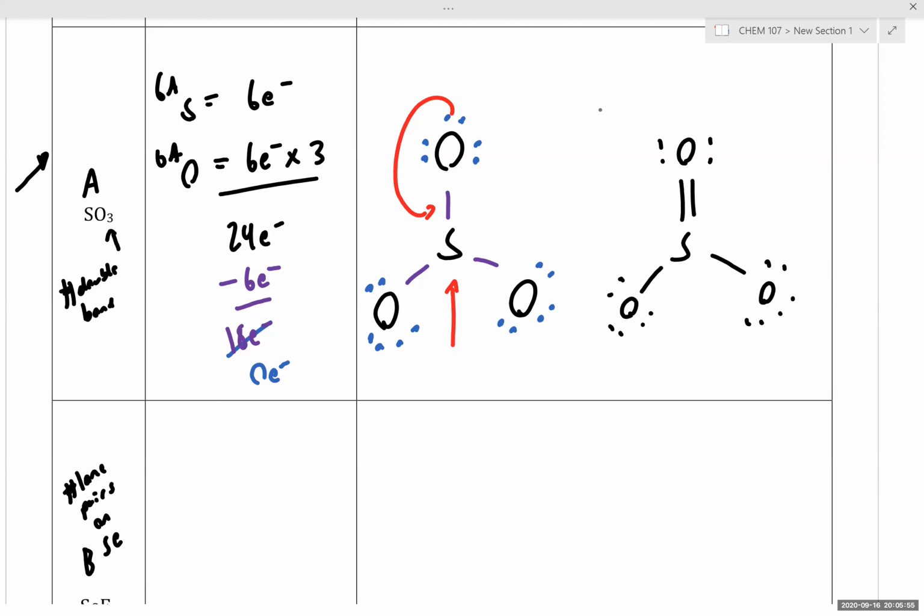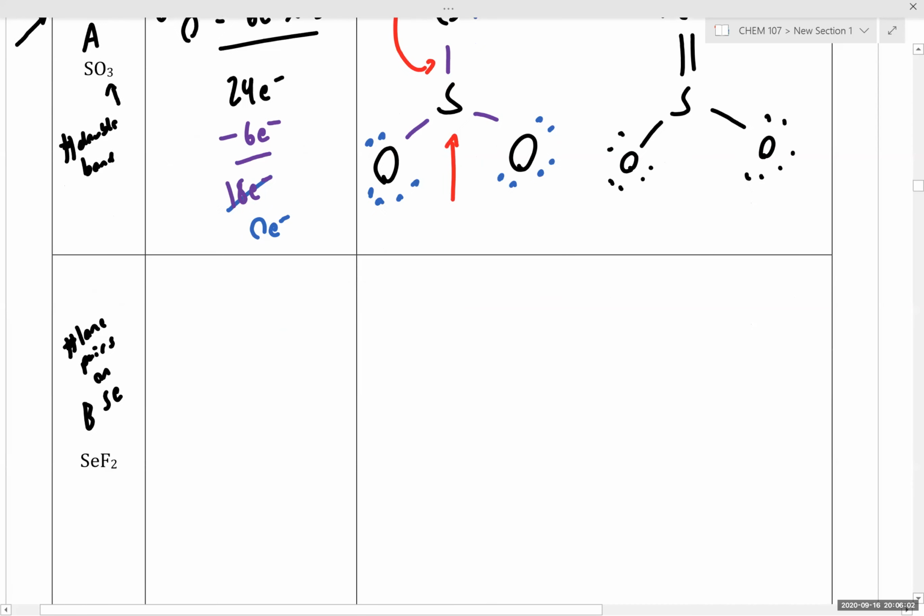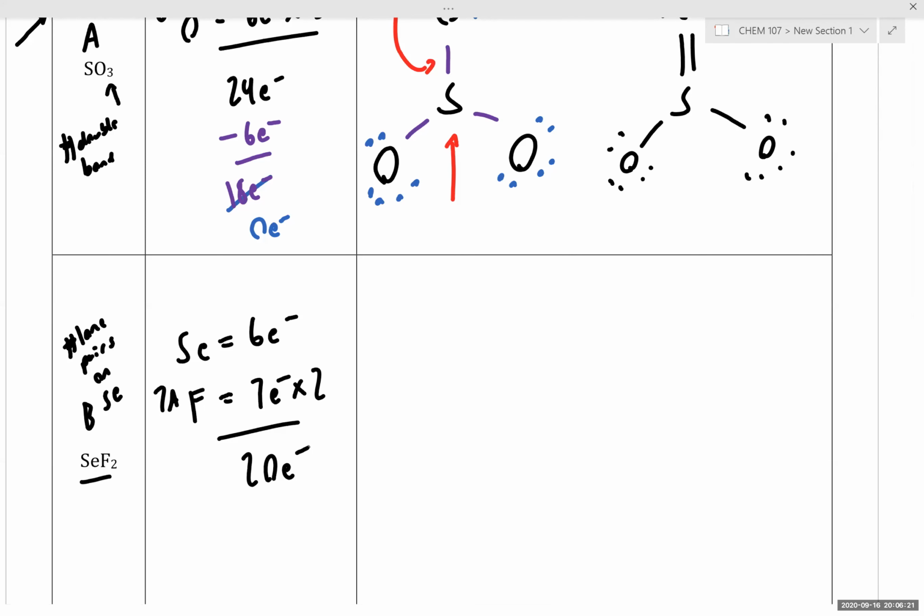If not, let's keep going now. We don't have any questions. So for selenium difluoride, selenium has 6 electrons. Fluorine is a 7A element, contributes 7 electrons, and we have 2 of them. That gives us 20 electrons total. So what's our least electronegative atom? Selenium, exactly right.